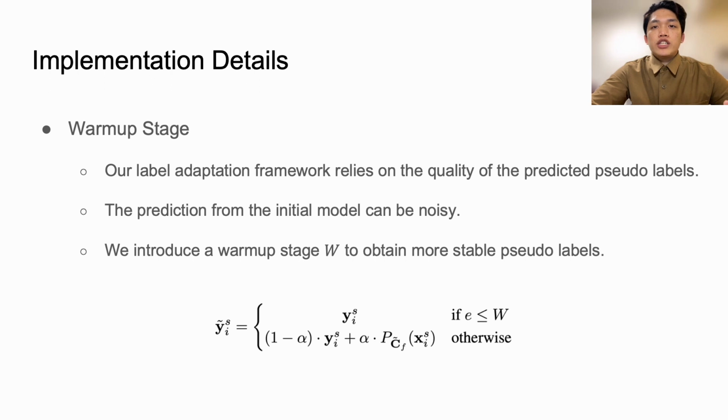Here we offer additional implementation details. The effectiveness of our label adaptation framework heavily depends on the quality of the predicted pseudo-labels. However, the prediction from the initial model can be noisy. Thus, we introduce a warm-up stage W to obtain more stable pseudo-labels. During the warm-up stage, we refrain from calculating adapted labels and keep the labels unchanged.